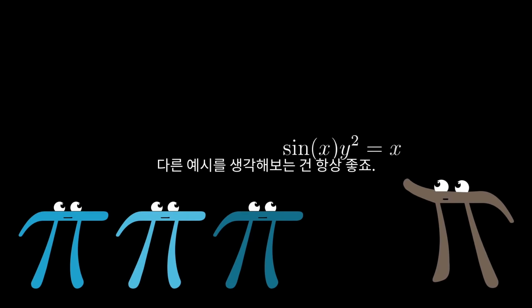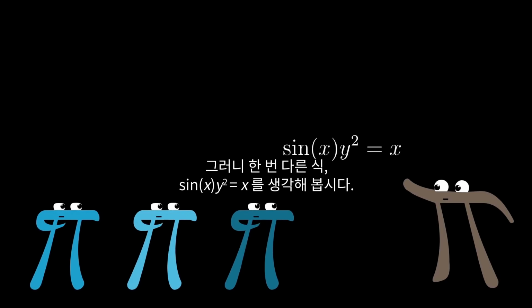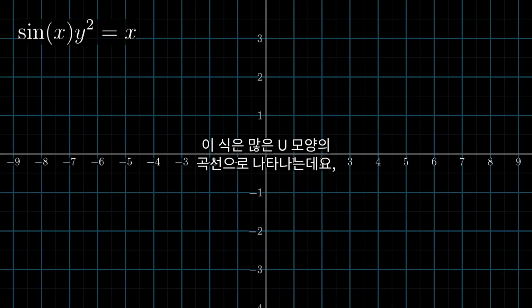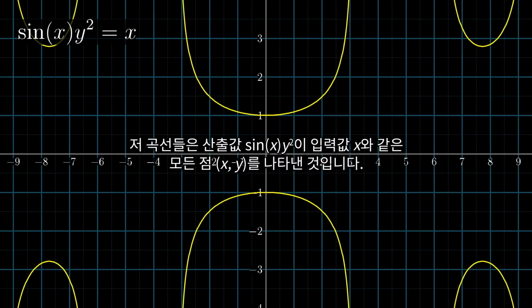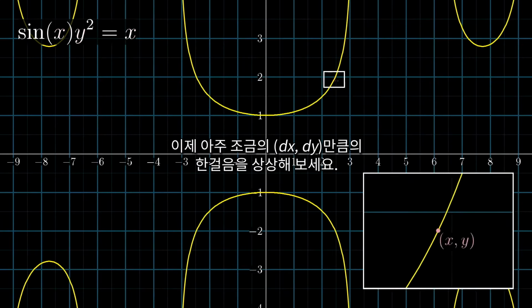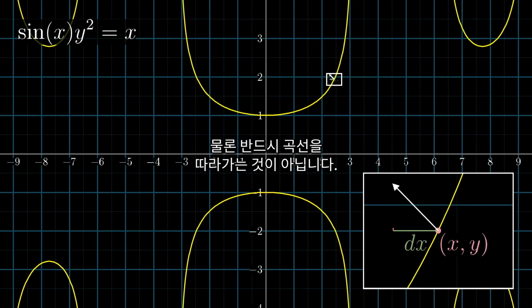It's always nice to think through more examples, so let's consider this expression: sine of x times y squared equals x. This corresponds to a whole bunch of U-shaped curves on the plane. And those curves, remember, represent all of the points xy where the value of sine of x times y squared happens to equal the value of x.